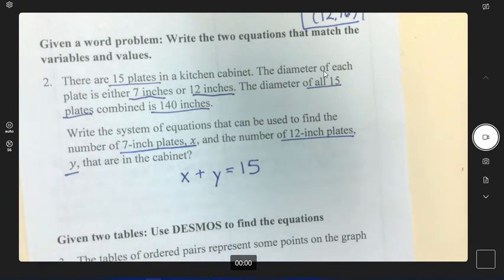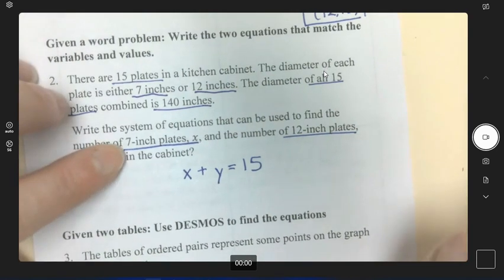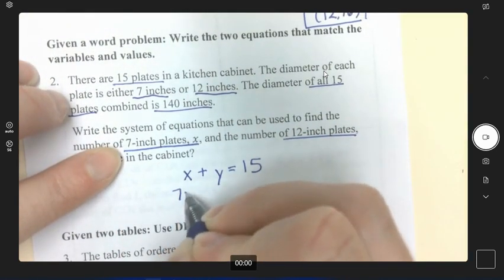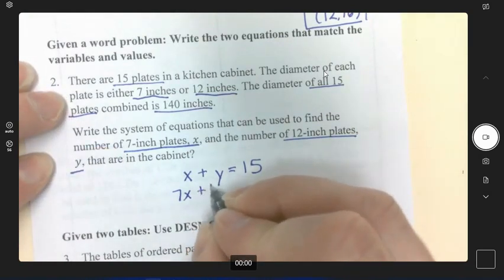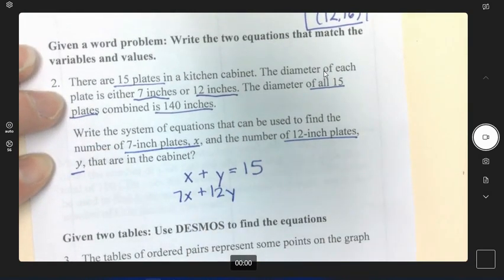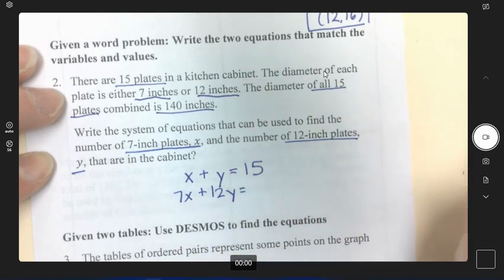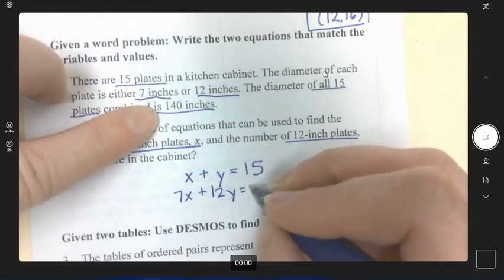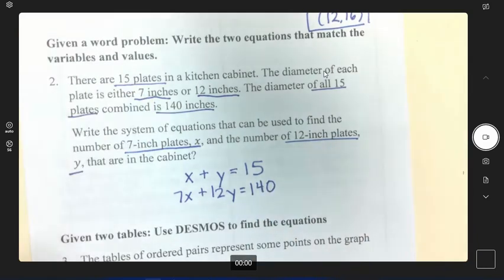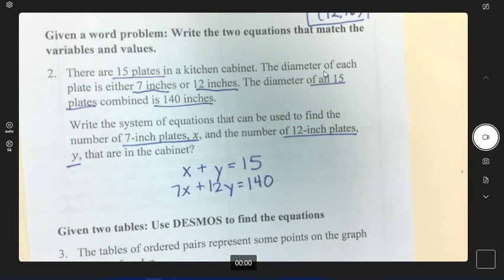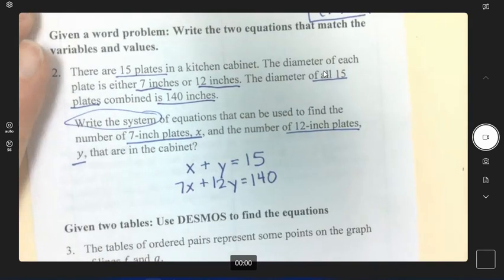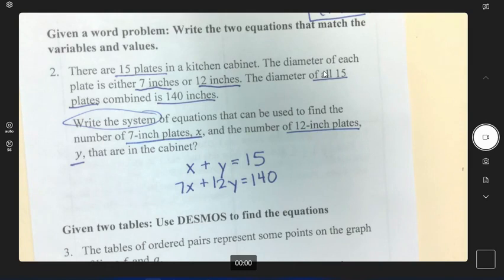Now let's go to the how much diameter. And that's where we attach numbers to our variables and give us the how much. So we have 7-inch with X, so 7X and 12Y. How much diameter? Total combined 140 inches. And then this one doesn't require us to solve. It just says write a system. That's it. We don't have to solve on this one. Just write the system. We're done.